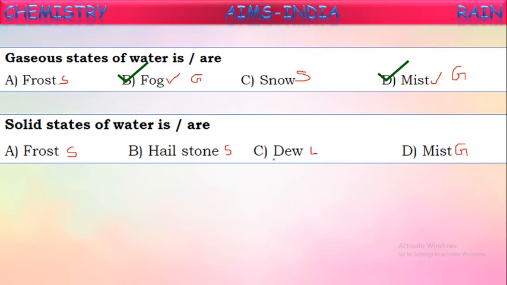So dew means, when you come outside in the early morning in winter, on the ground and on the vehicle glasses, you can see small droplets of water. This is because of the condensation of atmospheric water vapor into small droplets. So these water droplets formed because of condensation are called dew. So dew is a liquid form of water. So here the correct solid states are frost and hailstone.